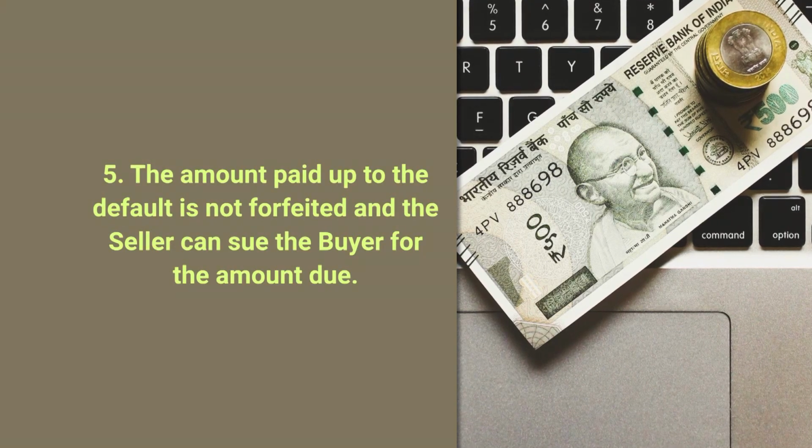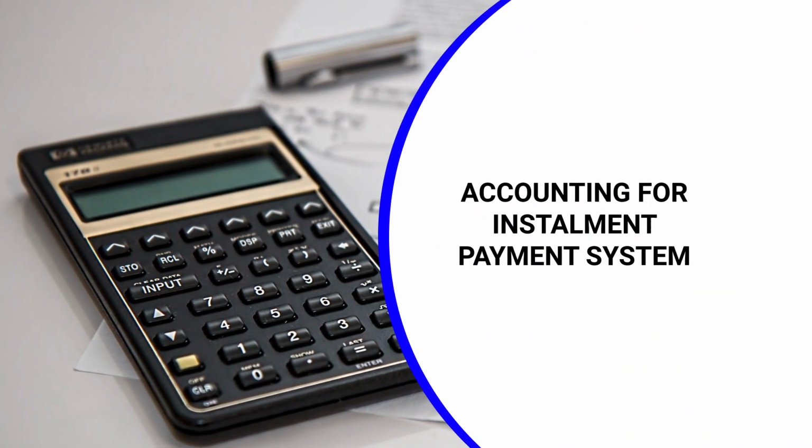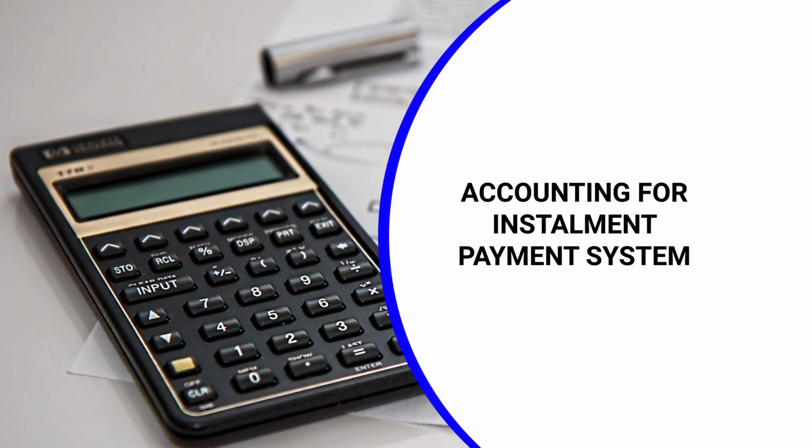The next one is that the amount paid up to the default is not forfeited. In the case of the hire purchase system, the amount already paid by the buyer up to the date of default can be forfeited by the vendor. But in this case, the seller can sue the buyer for the amount due, but he cannot forfeit the amount already paid by the buyer up to the date of default. Then the next one is accounting for the installment payment system.